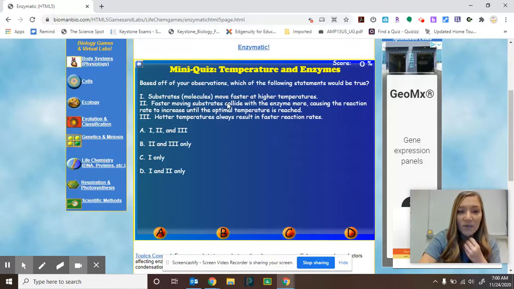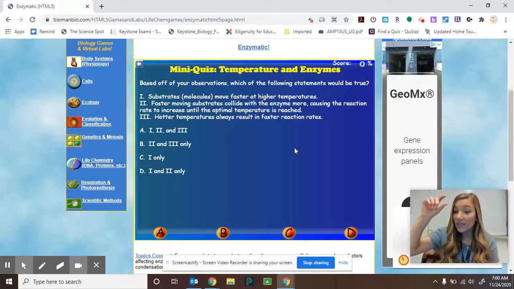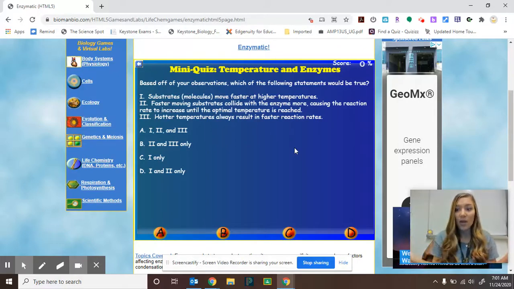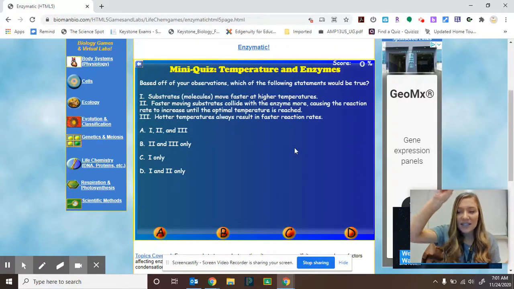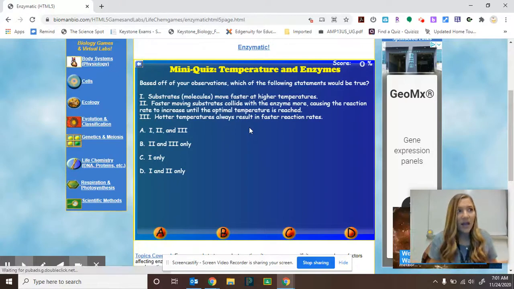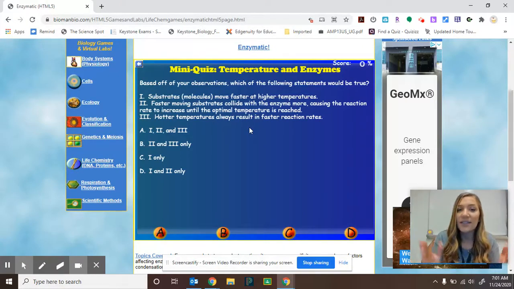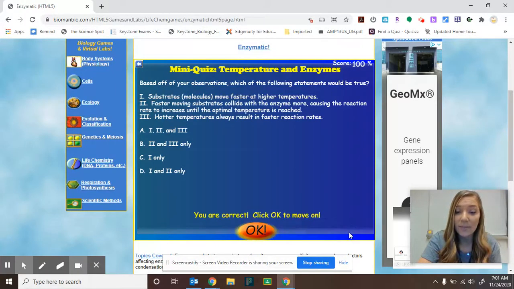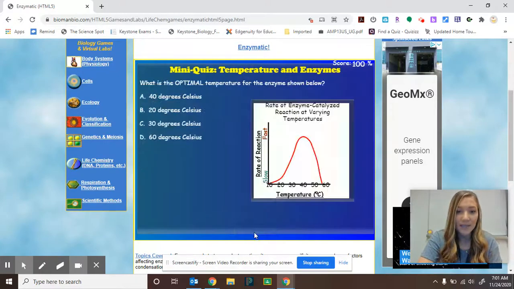Two says faster moving substrates collide with the enzyme more, causing the reaction rate to increase until you get to that optimal temperature. Also true. It went faster till we got to that ideal temperature. And then thirdly, hotter temperatures always result in faster reaction rates. Well, think about that. Even when we went all the way to the end of the slider, that was too hot. Now my enzyme didn't work as well anymore because it was denatured. In fact, it got to the point where it didn't work at all. So the correct answer would be 1 and 2 only. Woo! We're right. Let's go on to next.